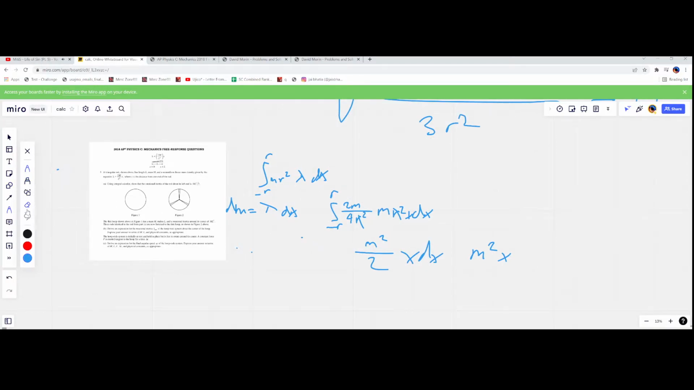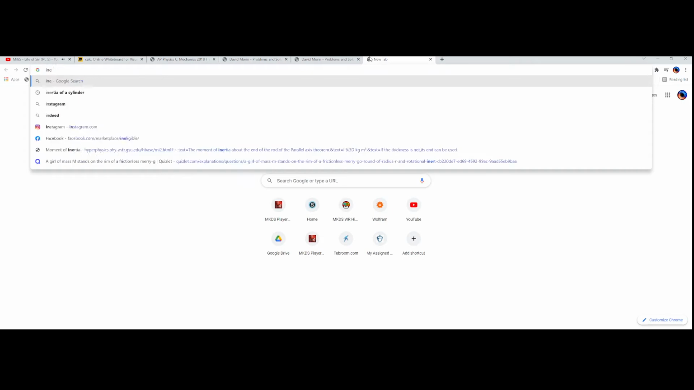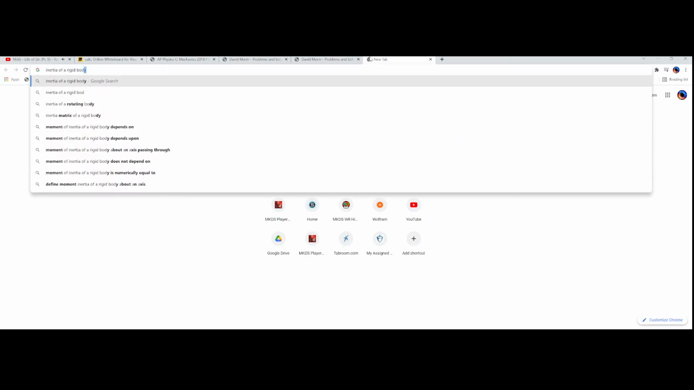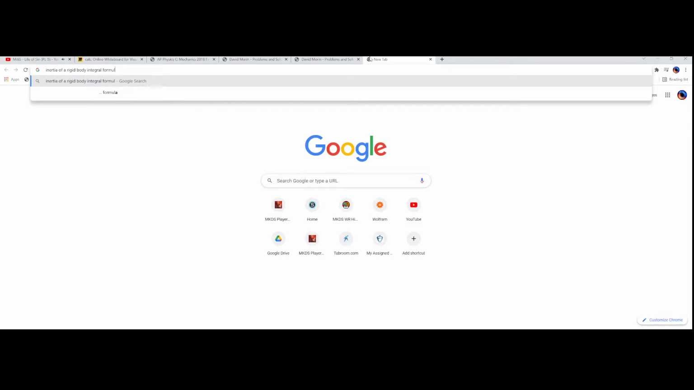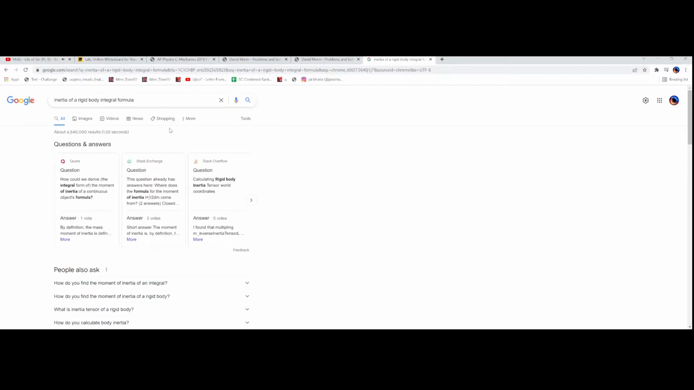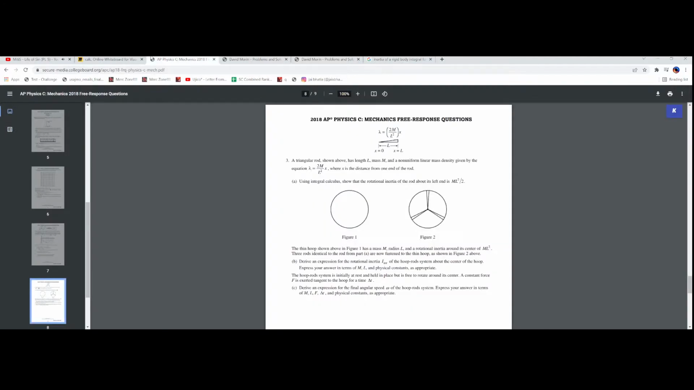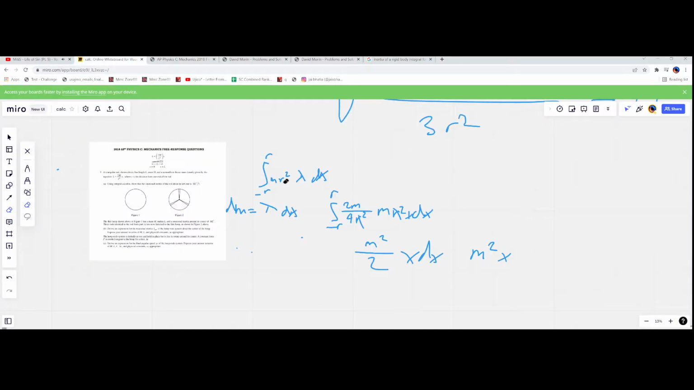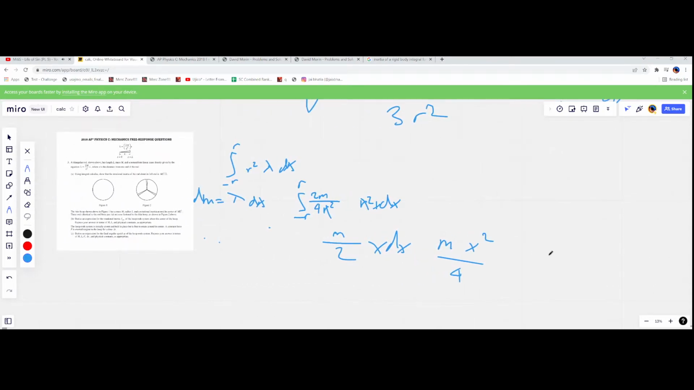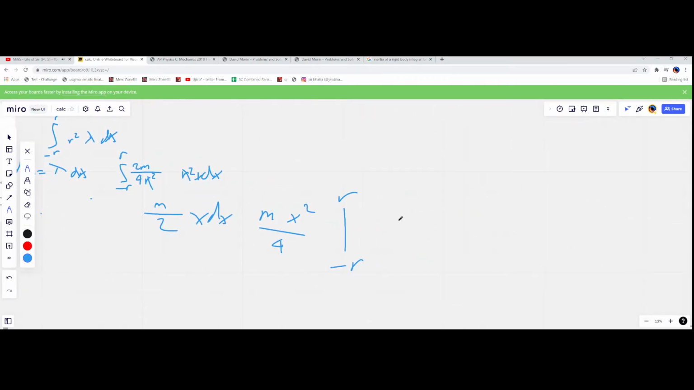Wait, oops. I don't think that inertia is mr squared. I think it's just r squared. Hold on. Inertia of a rigid body integral. Okay, yeah, it's just r squared dm. That's what I thought. Yeah, that makes a lot more sense. So this goes away, this goes away, this goes away. So this becomes mx squared over 4, and then from minus r to r.